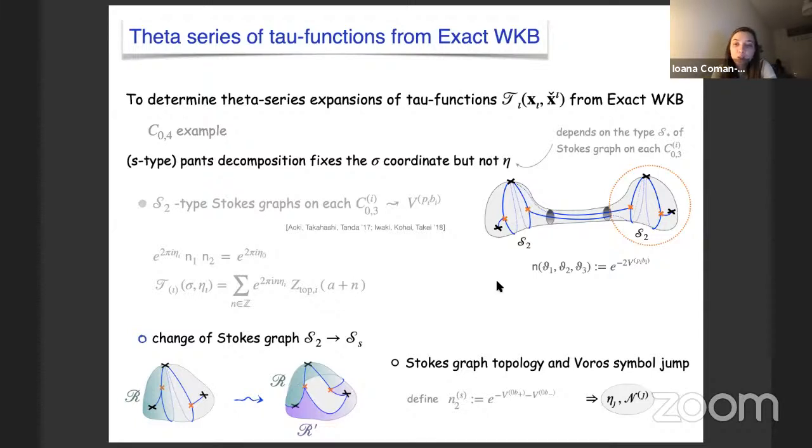And if we look on this side, changing from the S2 type Stokes graph to the generic ones that have two Stokes lines running into each of the punctures, there are now two relevant branch points to consider, so two possible normalizations. And what we have done was to take an average of these in order to define the appropriate monodromy parameters and normalizations in the new chamber of the extended Kähler moduli space.